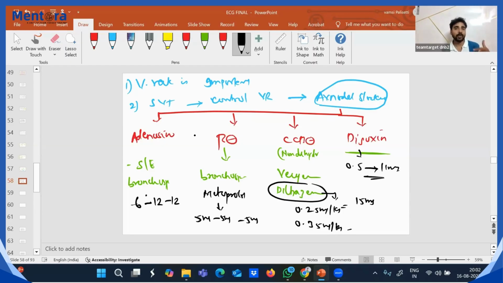Right? Adenosine 6, 12, 12. If you are giving metoprolol, 5, 5, 5. Diltiazem 0.25 mg per kg. If not relieved, you can go for 0.35 mg per kg. Then it stops. You don't need to give more. Digoxin 0.5 mg. Then you can go for 1 mg. That's it.